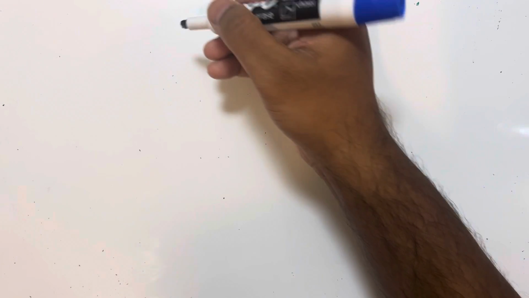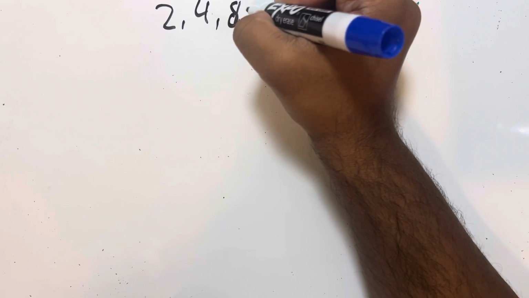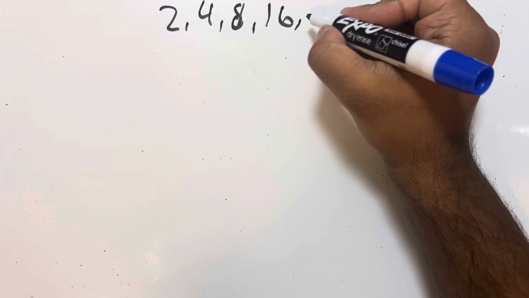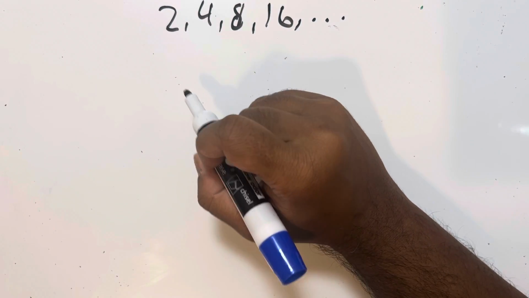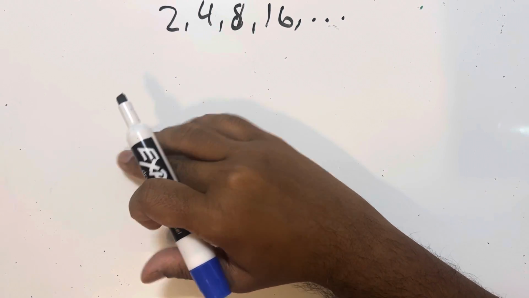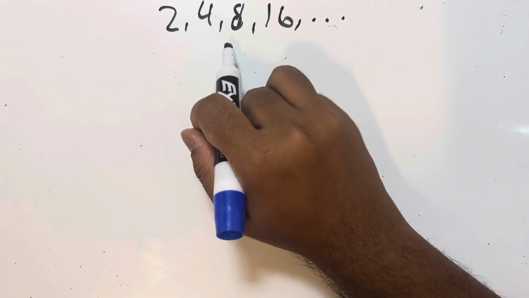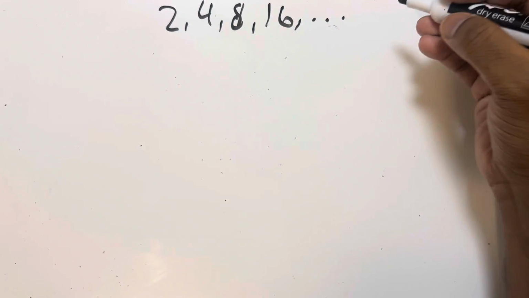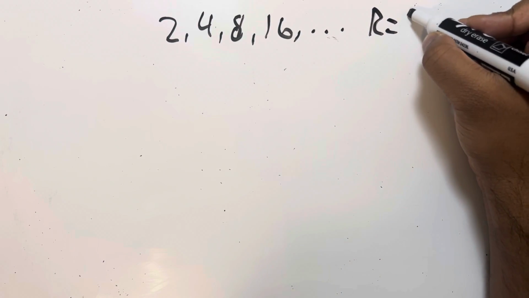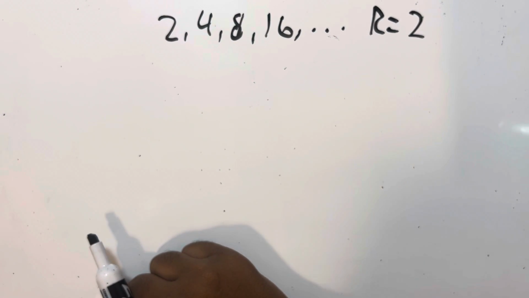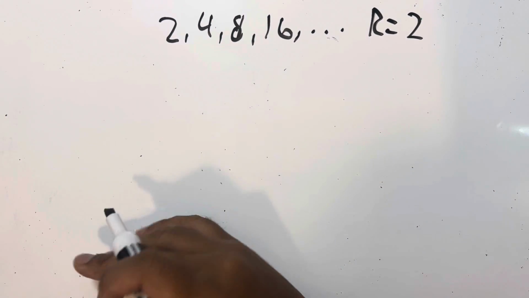Let's say I have a sequence 2, 4, 8, 16, and so on and so forth. This is a geometric sequence. First term is 2, and as you can see, it goes up by 2. 2 times 2 is 4, 4 times 2 is 8, 8 times 2 is 16. So my common ratio here is 2. All right, simple enough.